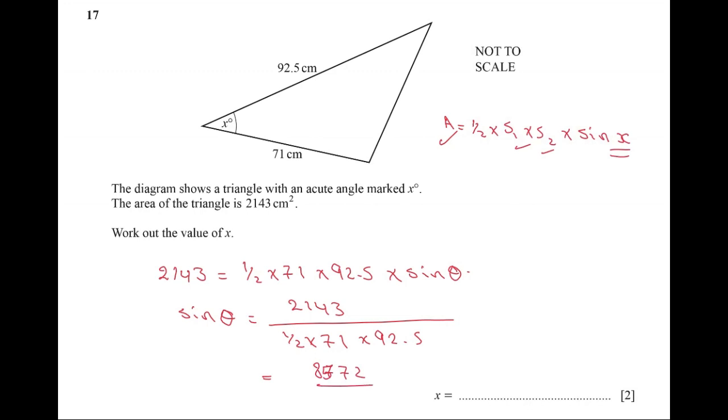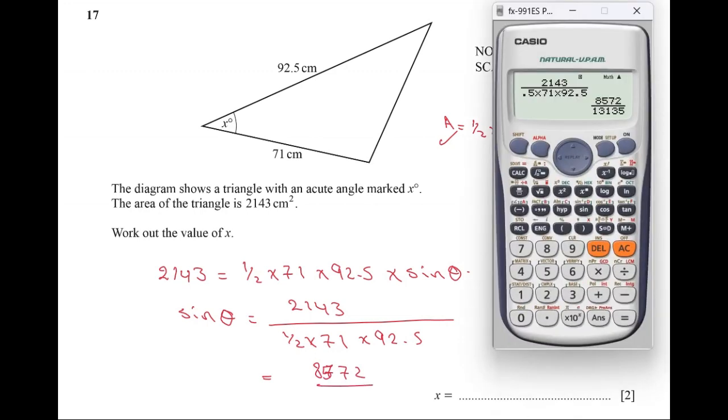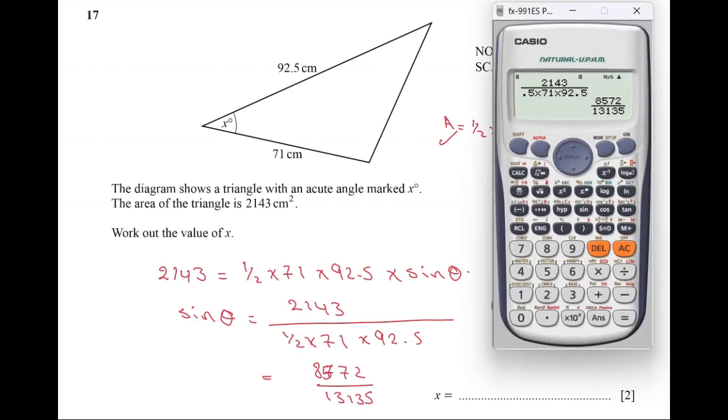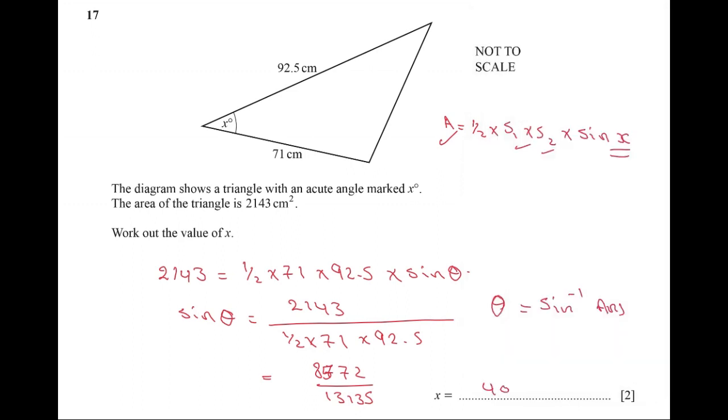8572 over 13135. To find the angle theta, or x, equals sine inverse of the answer. Sine inverse of the answer equals 40.74. Thank you.